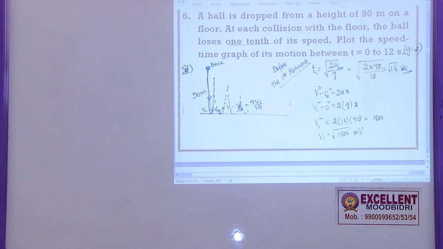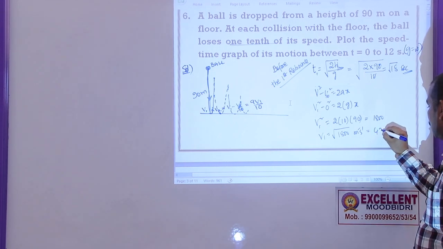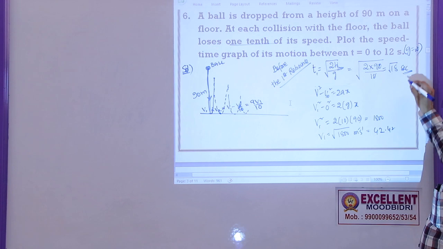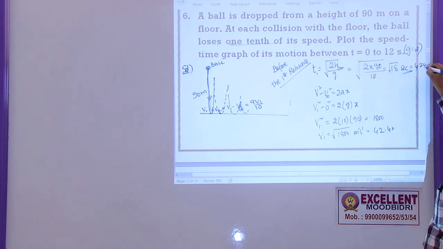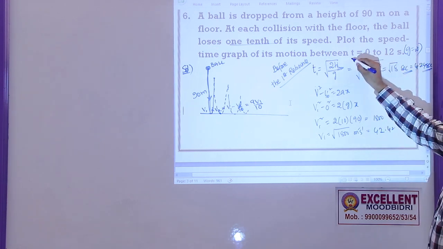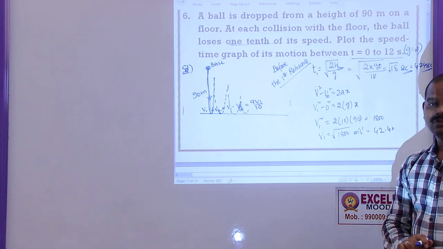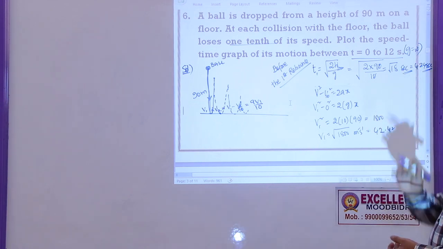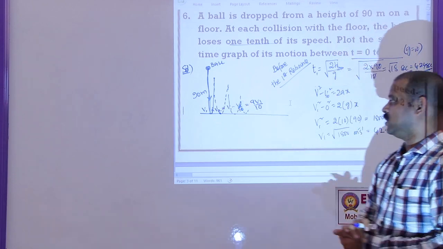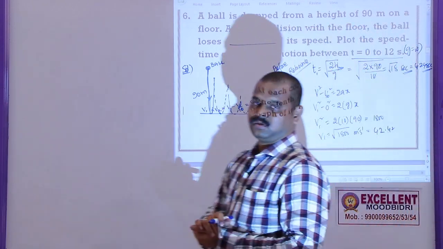So, this is the velocity or the speed of the body just before striking the floor. This is 42.42 and this time is 4.24 seconds. But I need to find out the speed-time relation till 12 seconds. So, it is taking nearly 4.2 seconds. Afterwards, the body is going up.